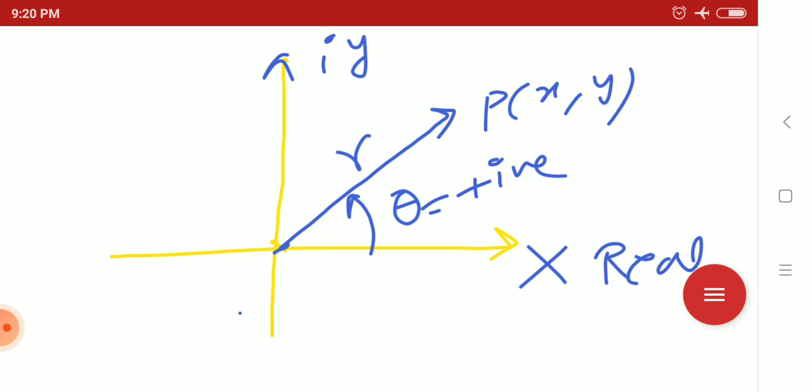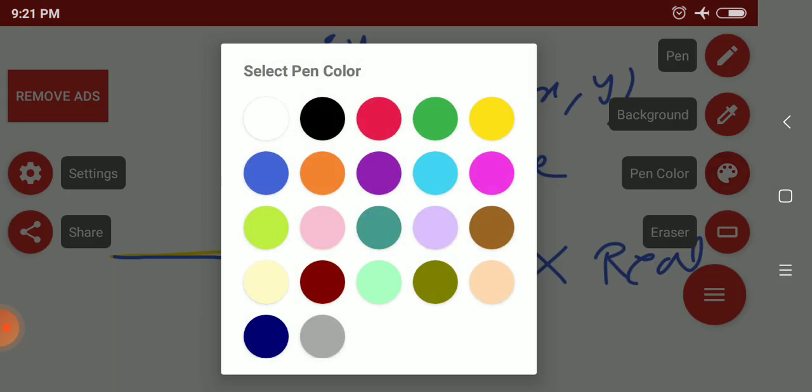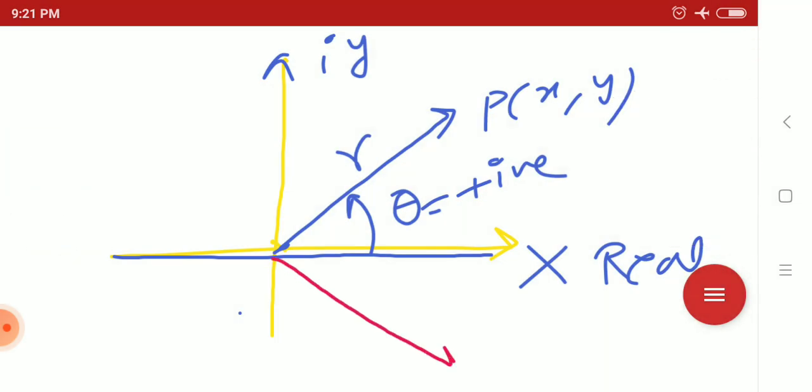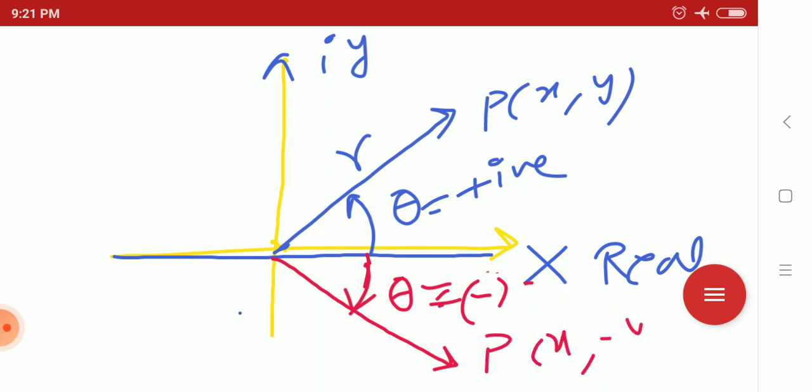Now if you take the mirror image of this with respect to the real axis, you will get here also a complex number, but now theta is on which side? Theta will be negative, because here it is the clockwise direction. Theta is measured in the clockwise direction. Theta is negative. So you can see that the point will be x comma minus y.